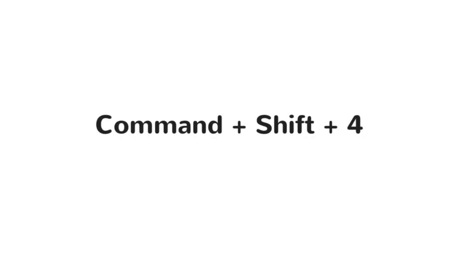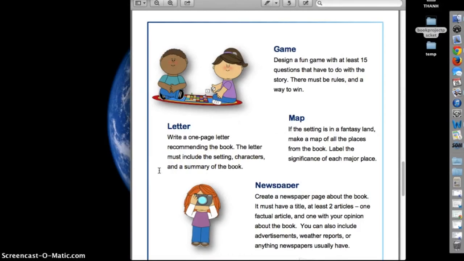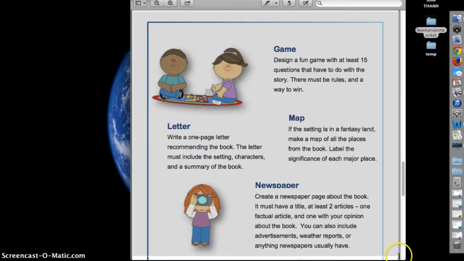Press Command, Shift, and 4 at the same time. Your cursor will change into a cross. Select the area that you want to capture. Let go and the image automatically saves to your desktop.